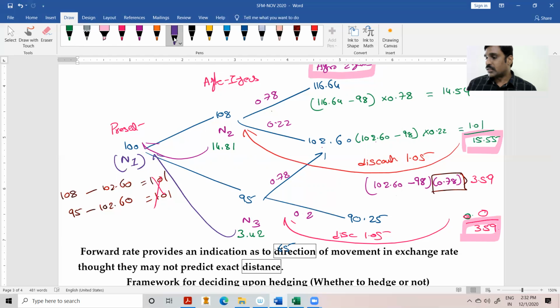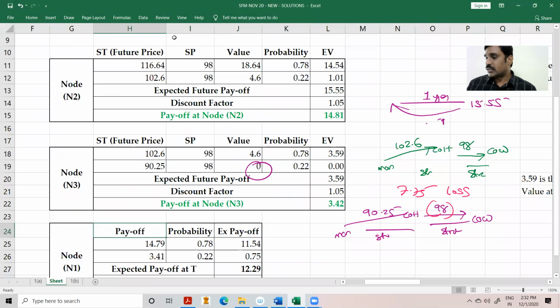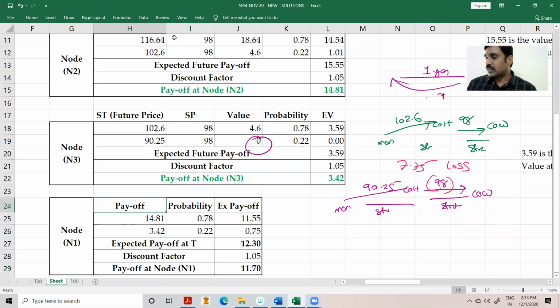So these are the future values. What is the chance of getting 14.81? 78% chance of moving up. What is the chance of getting 3.42? 22% chance. So therefore, I have to discount it. This is the expected node payoff, the future payoff. Okay, 14.81 is the payoff for 1 year.